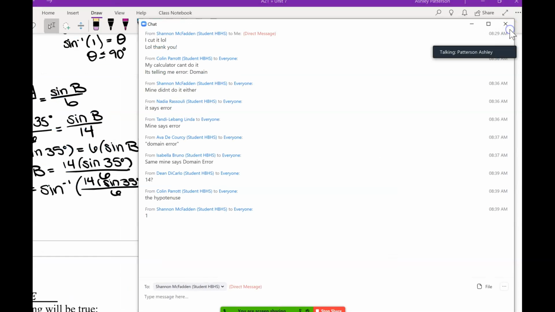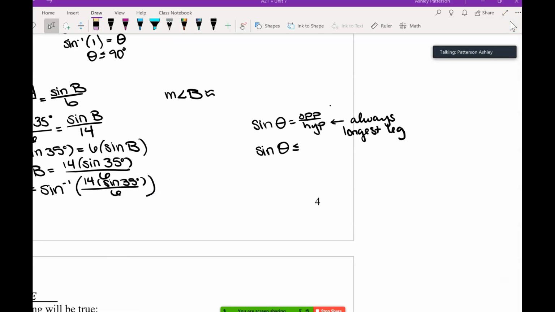Because the numerator can never be bigger than the denominator. Excellent. Very good. Okay, so if the sine ratio can never be greater than 1, do me a favor, you guys. Put this into your calculator. What is the inverse sine of 1?